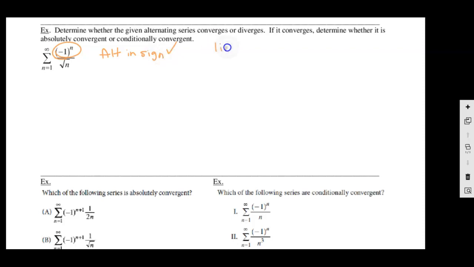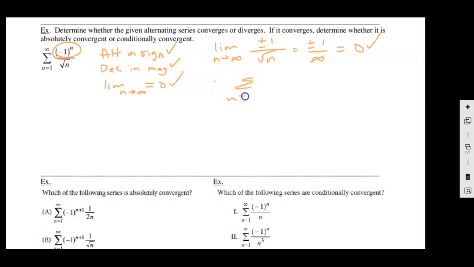Let's check the limit. If I take the limit as n approaches infinity, remember the top is just going to be a plus or minus 1, and then here that's just going to be your root of n. As that n goes towards infinity, right, you're going to have plus or minus 1 over infinity, so that limit will be 0. Okay, so here we go. The original alternates in sign, check. It decreases in magnitude, check. And it has the limit as n approaches infinity that is equal to 0. Okay, so the original is going to work, right?